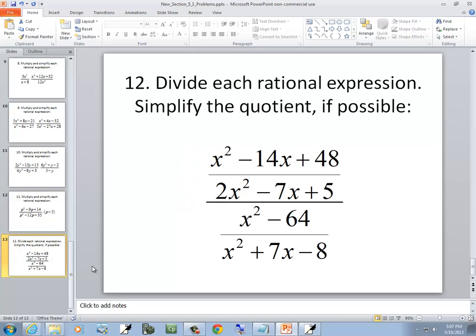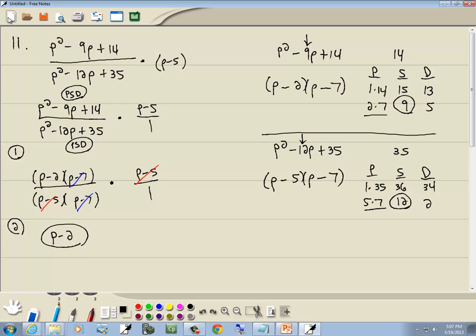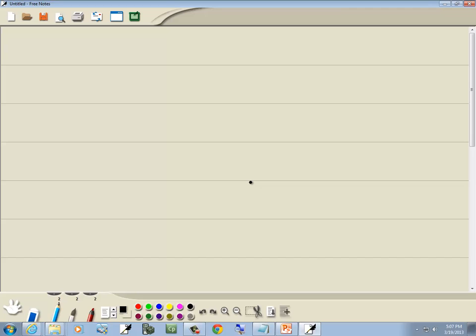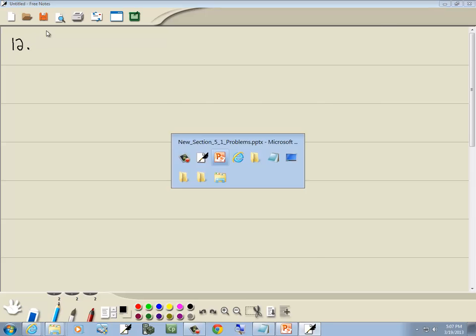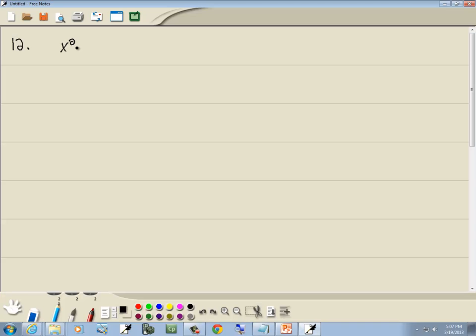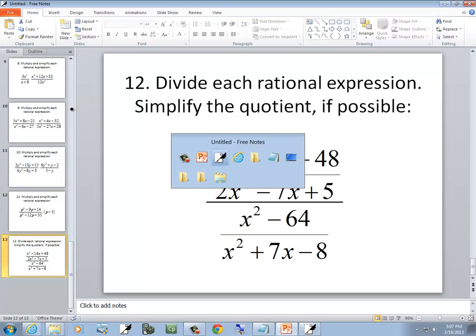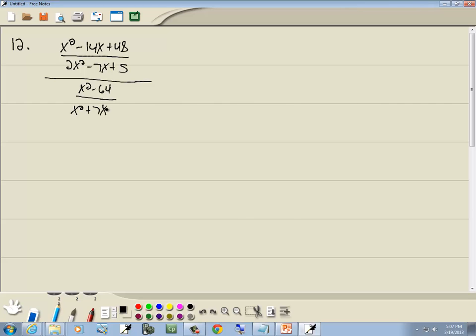And time for division. So let's take a look at this one. Let's start a new page. And really, there's nothing to show on division here. We got x squared minus 14x plus 48 over 2x squared minus 7x plus 5. All of that over x squared minus 64 over x squared plus 7x minus 8.